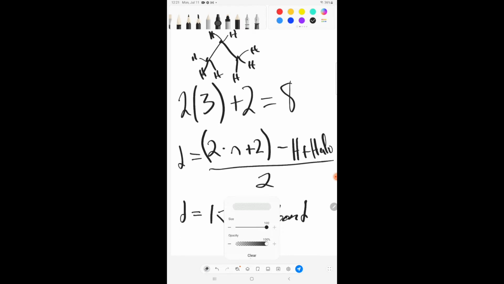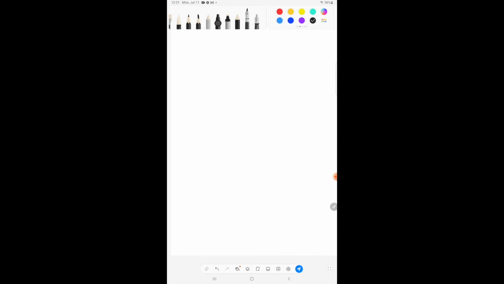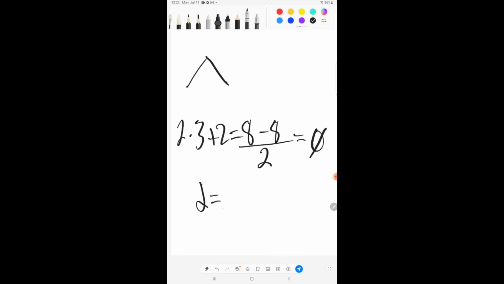Okay, so let's go through this now. Let's say we have this propane. 2 times how many carbons are there? 1, 2, 3. 3 plus 2 is 8. How many hydrogens do we have? We have 8 hydrogens. 8 minus 8 is 0. 0 divided by 2 is 0. So D equals 0. The degrees of unsaturation is 0 because propane is fully saturated with hydrogen atoms.